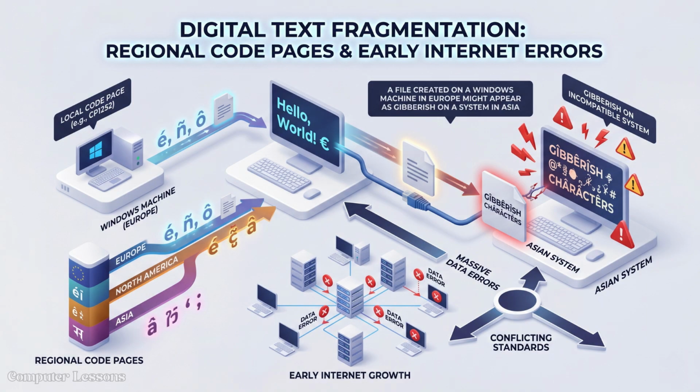This expansion led to the fragmentation of digital text through regional code pages and localized standards. A file created on a Windows machine in Europe might appear as gibberish on a system in Asia. These conflicting standards caused massive data errors during the early growth of the Internet.